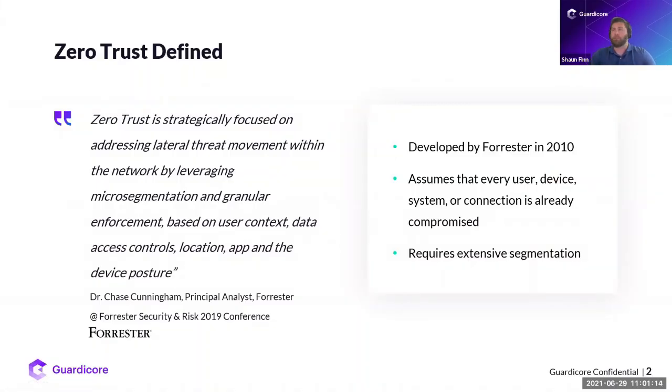Zero Trust was introduced back in 2010 and defined by Forrester as a focus on addressing lateral movement within a network by using both micro-segmentation of the network and granular enforcement. Zero Trust takes the assumption that every user, device, system, or connection on your network is already potentially compromised.